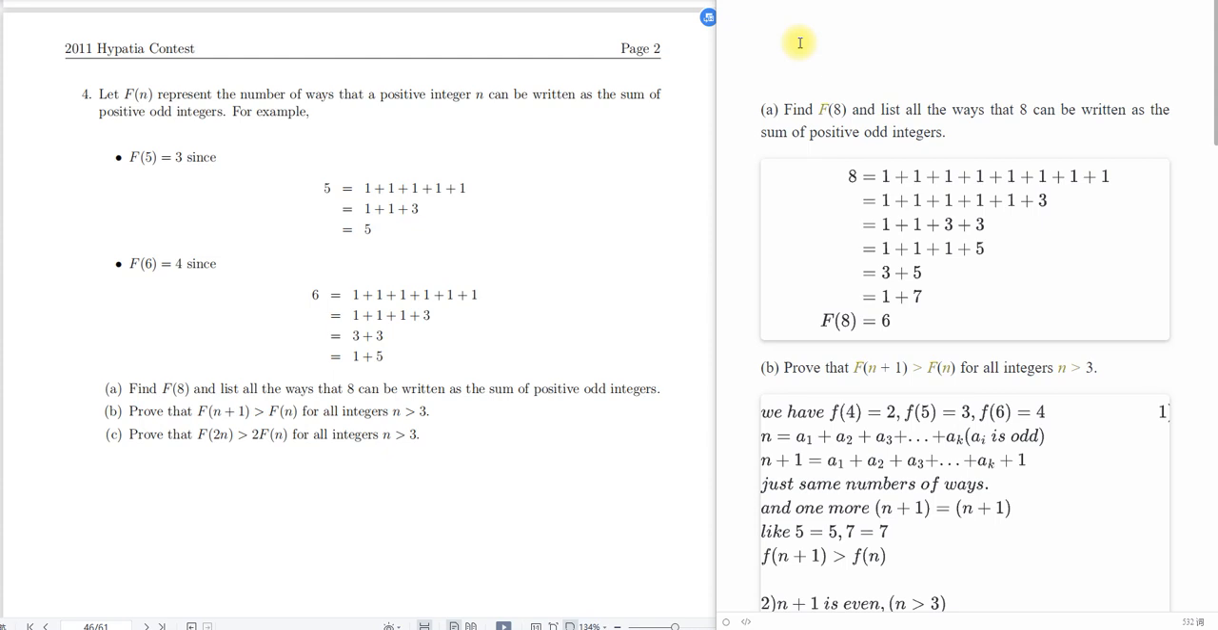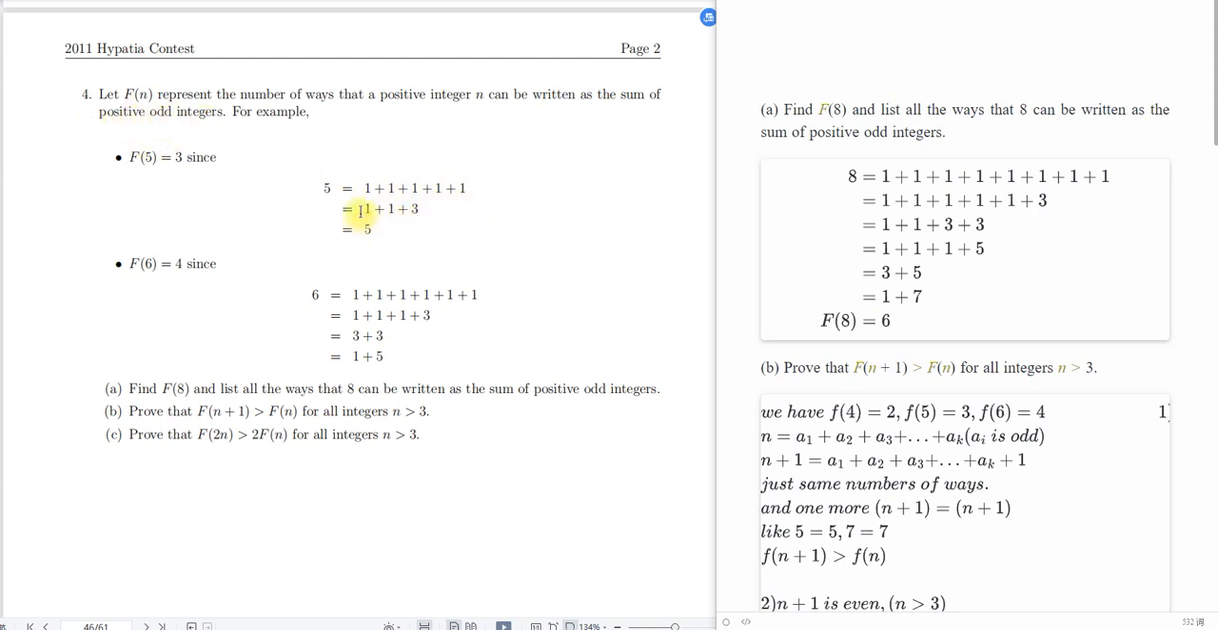Today's video is question number 4, 2011. Let's read the question first. Let f(n) represent the number of ways that a positive integer n can be written as the sum of positive odd integers. For example, f(5) equals 3, since there are 3 ways to write 5 equals 1 plus 1 plus 1 plus 1 plus 1, 5 equals 1 plus 1 plus 3, and 5 equals 5.